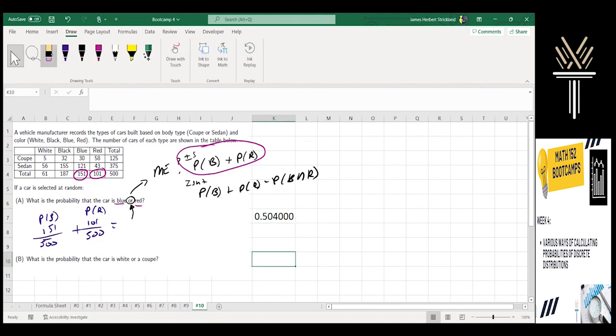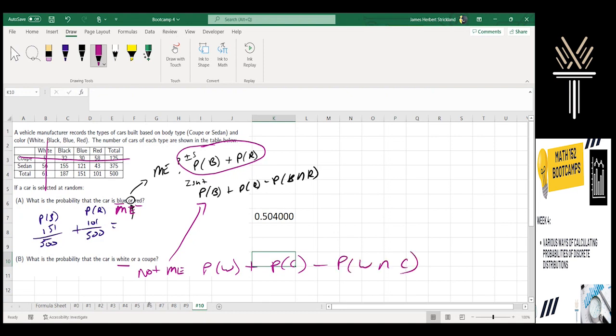Okay, another OR statement. So we're going to be very careful. We're going to draw some lines through white, boom, and through coupe, boom. The lines cross. So this is not ME, or this one was ME. First one was ME, second one's not ME, which means that we have to use that second formula. The probability of white plus the probability of coupe minus the probability of white and coupe. But the good news is we have all these values. We know the probability of white is that denominator, the total value at the bottom, that's 61 out of 500.